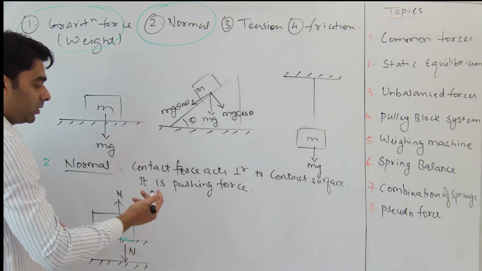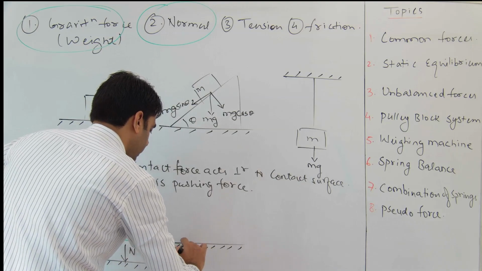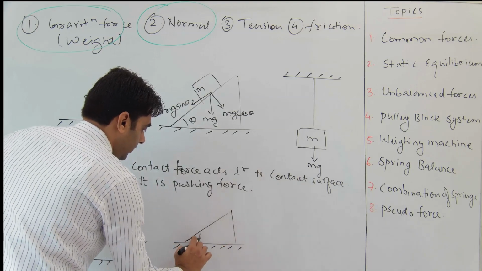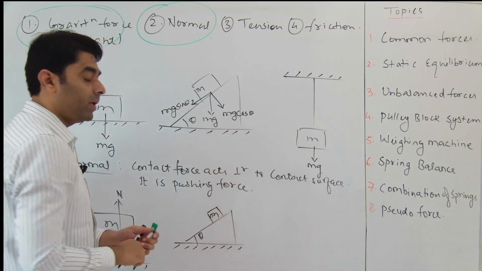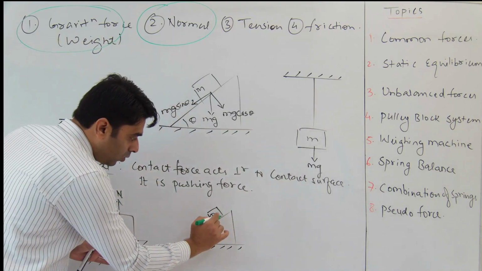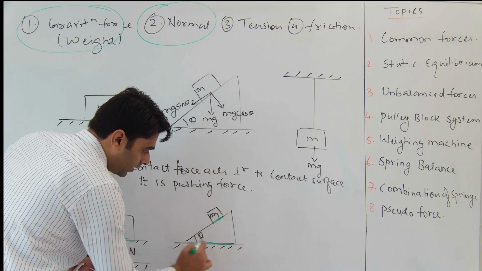Let us take a look at this example, the incline example. If I take it, let's say this angle is theta, and a block of mass m is kept on it. How many contact surfaces are there? Two: the block and the wedge are in contact, and the wedge is in contact with the ground.